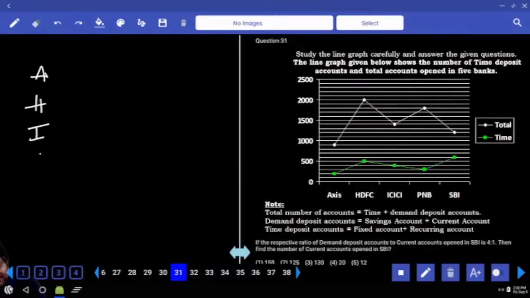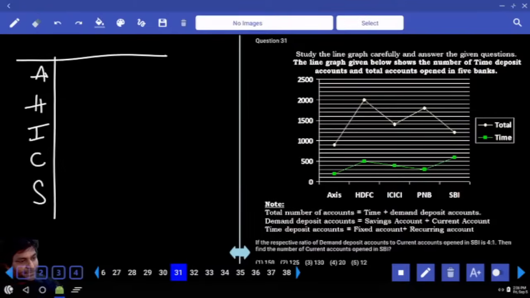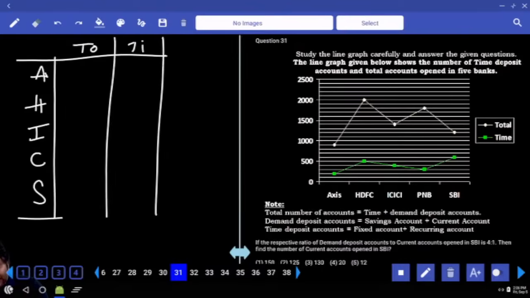HDFC, ICICI, PNB and then SBI. Total number of accounts is equal to time plus demand deposit accounts. Total we have, and then time, difference will be equal to demand deposit.